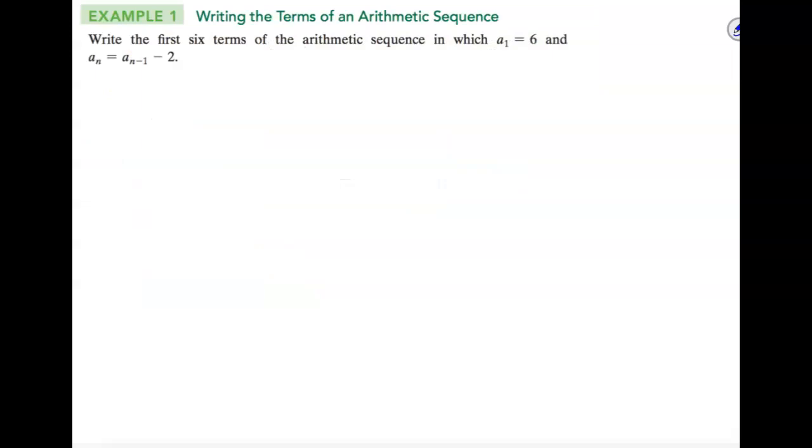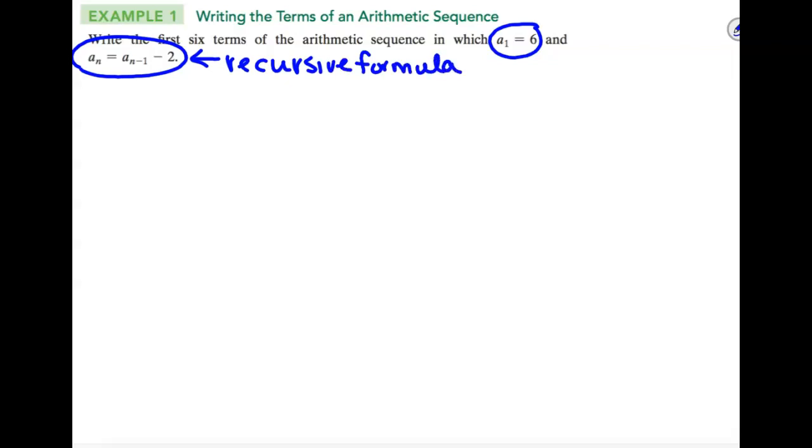So here's an example. Writing the terms of an arithmetic sequence. Write the first 6 terms of the arithmetic sequence in which a sub 1, or term 1, is 6. And to find the next term in the sequence, we're going to use this recursive formula. So this -2 is your common difference.